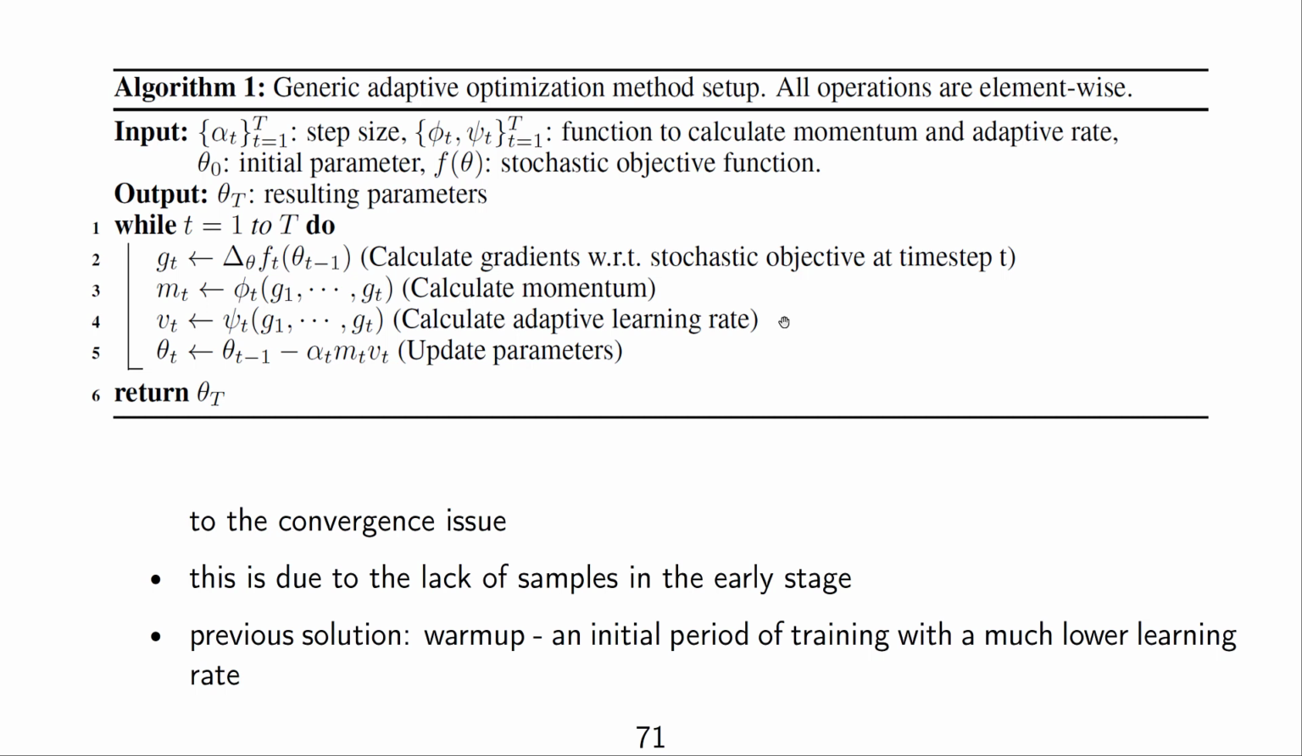The authors argue that even though there might be a bias correction term employed, in the beginning of training there would be a high variance because only a few gradient estimates are influencing these two variables, m_t and v_t. One solution to this problem was warm-up. This is the idea to start training with a much lower learning rate.